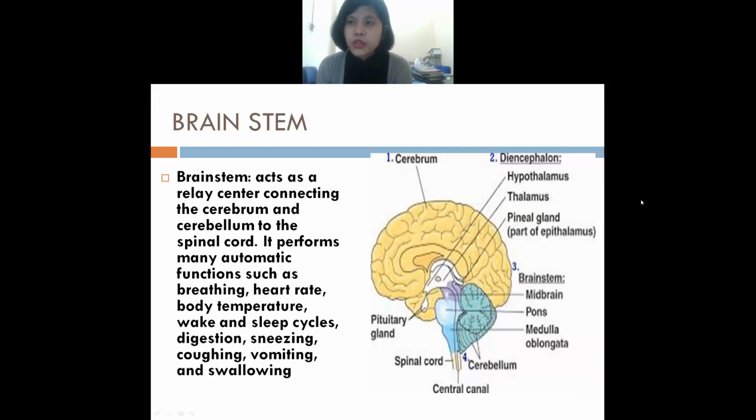They also help in digestion. They also help you in sneezing. It happens automatically, isn't it? Always sneezing and all. So it helps you in that. Next is coughing. You used to cough because of what? Because of the brainstem. Next is vomiting. You vomit because of the brainstem. Next is swallowing. You can swallow because of the brainstem. So all these things which you can do, you can do because of the brainstem.